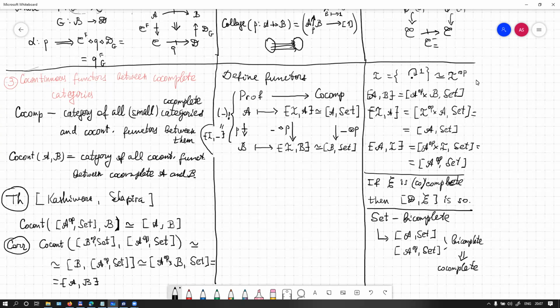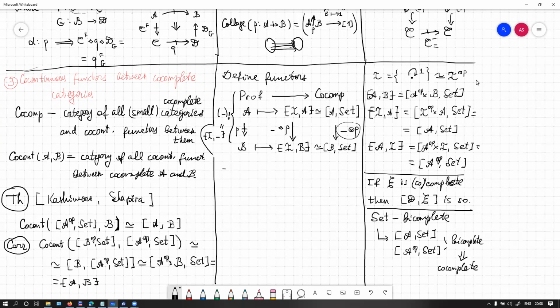Function from prof to comp in this way. Of course, representable should be not from prof but to cat, but it factors through co-complete categories. Fine. Then the last question is why this functor is co-complete, co-continuous, sorry. Why is it co-continuous?